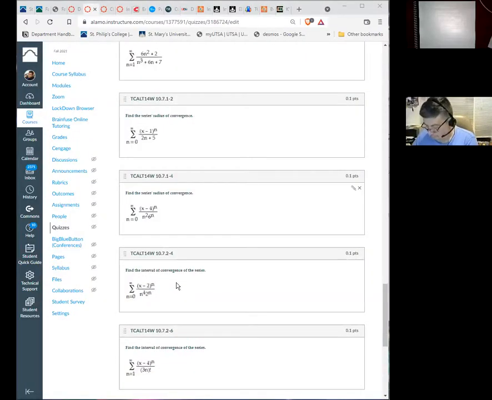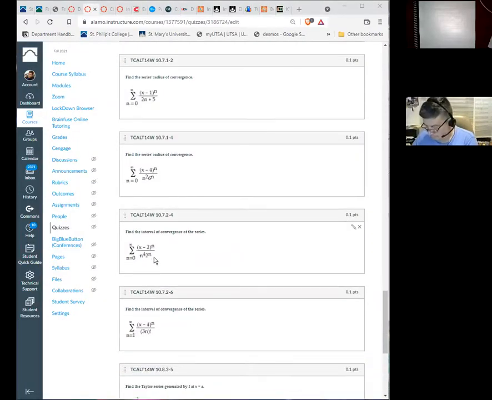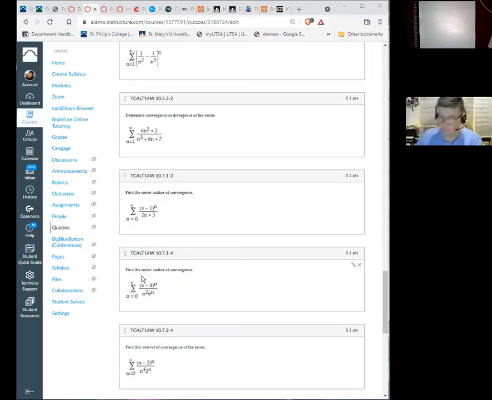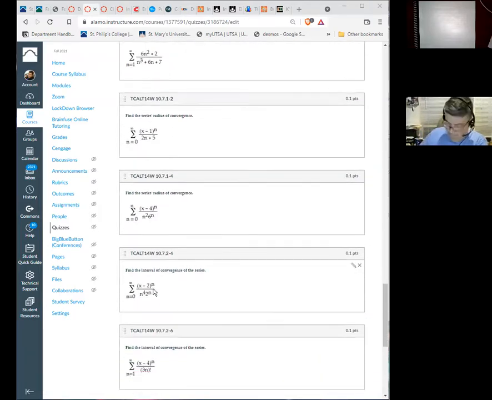All right. So right here, we have radius of convergence, radius, and then over here they ask for the interval. So this is the one that's a little harder because you got to test the endpoints.